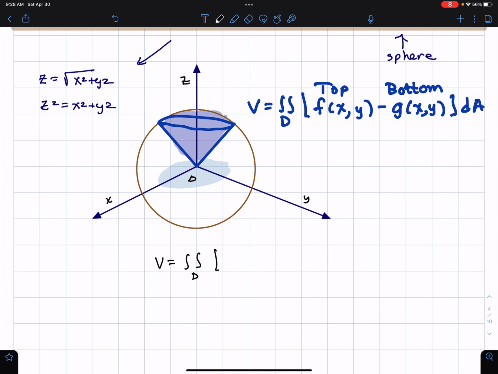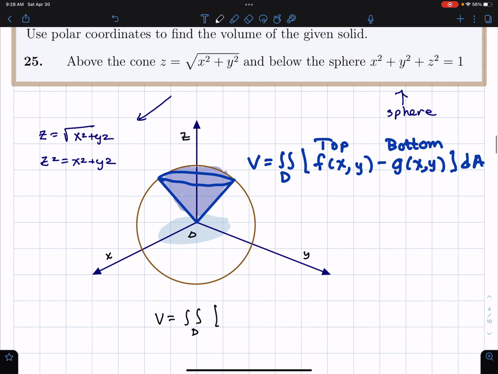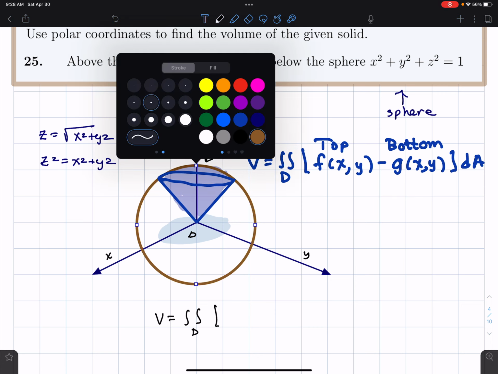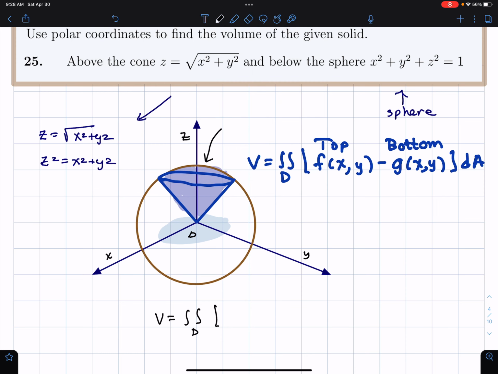So it's a double integral over D of the top function, and we can see that the top function is this sphere. I can make it a little bolder, but it's this sphere. And that's the part on the top of our cone. It's like an ice cream cone with ice cream in it. So here I have z squared equals 1 minus x squared minus y squared. Let me write more neatly.